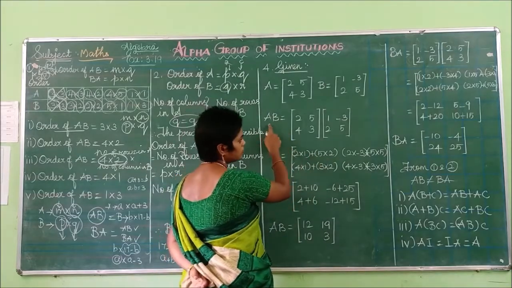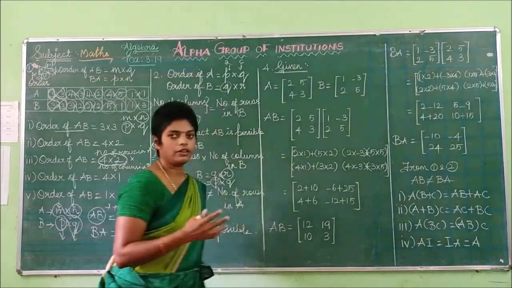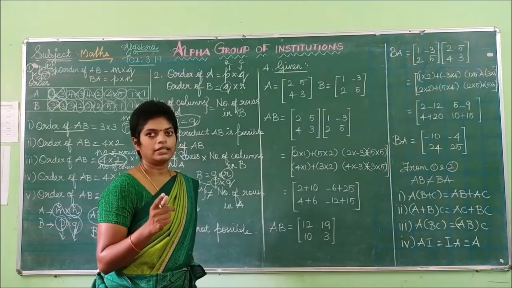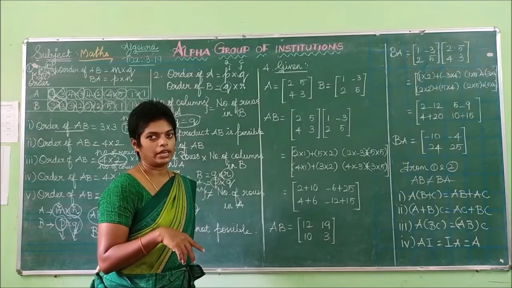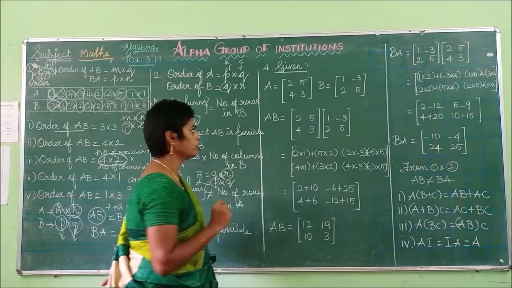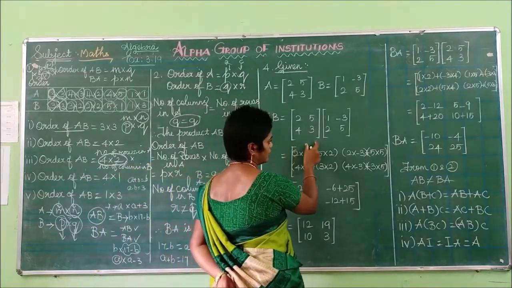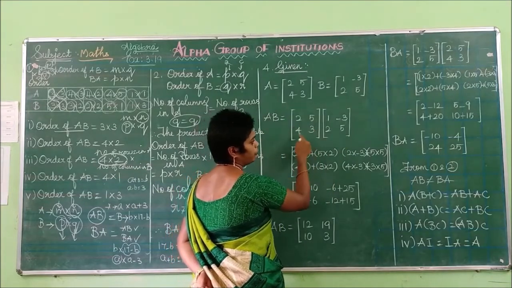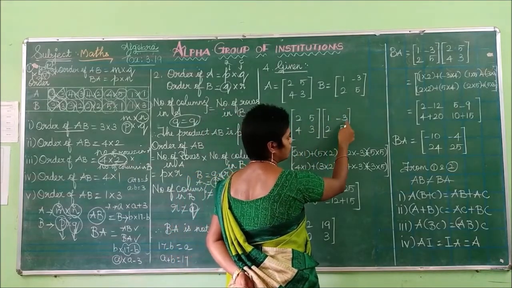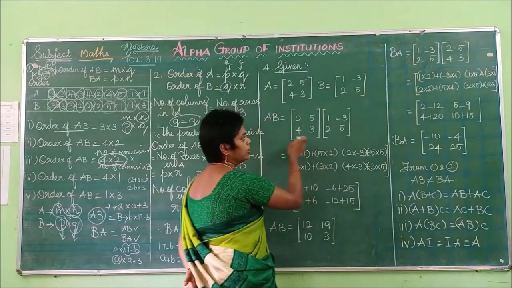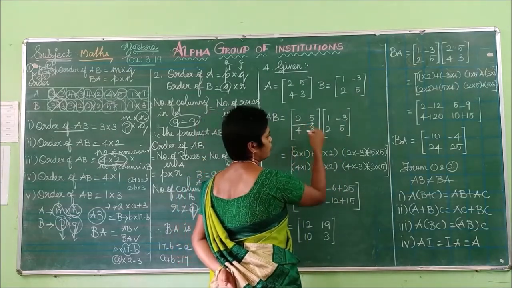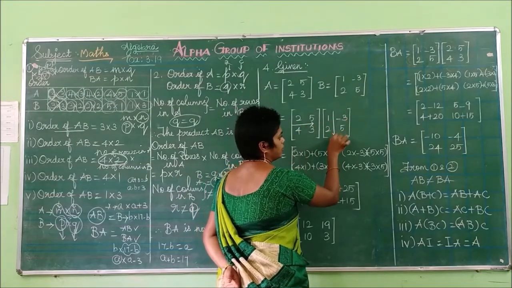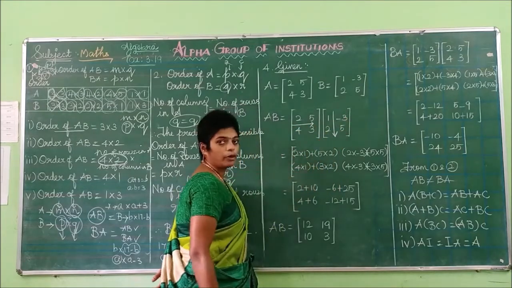So listen here, for addition and subtraction you have learned already. If the order is same, you can add or subtract the corresponding elements. But for multiplication, you have to look carefully. First, you write the matrix A and matrix B. Here, matrix A is 2, 5, 4, 3. B is 1, minus 3, 2, 5. Then listen, this is our row. So, you can take the first row and multiply it with the first column of B.